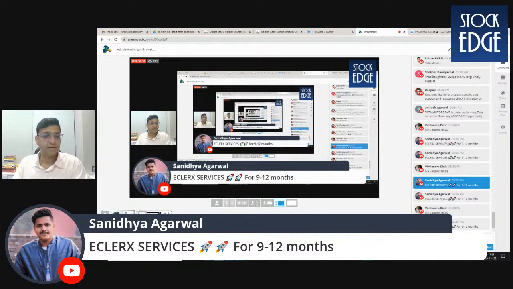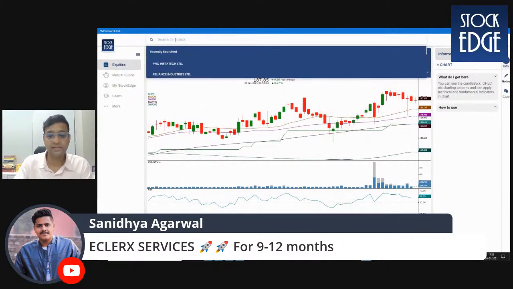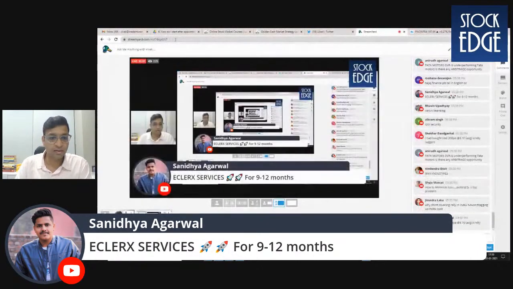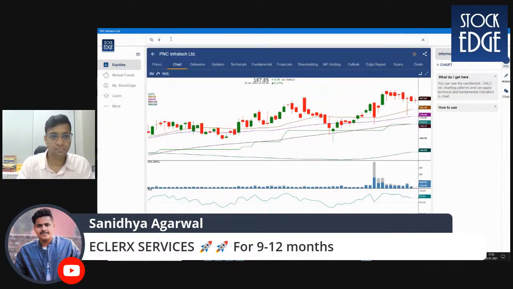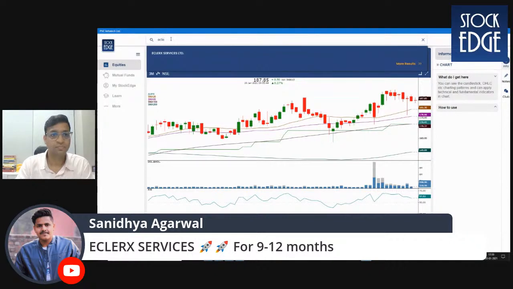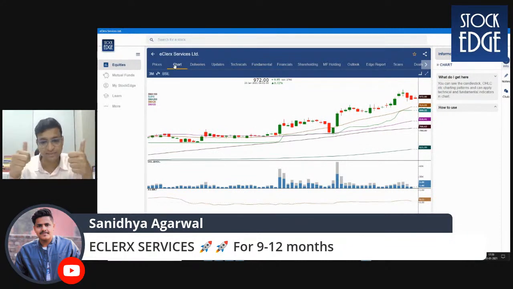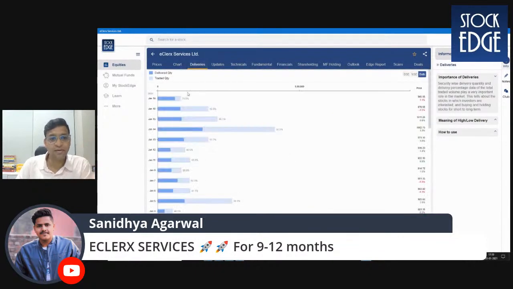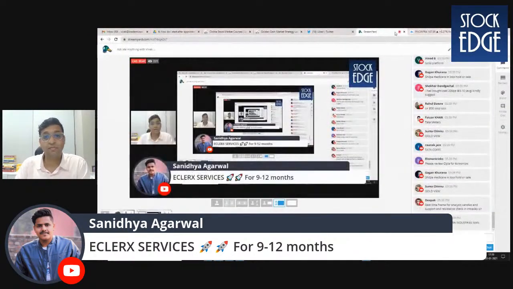Okay, Sanidhya, you are very desperate to ask this question. E-clerk service. So let's go to Stockage. So what is my Stockage chart saying? My Stockage chart is saying, hooray, fantastic, strong with Nifty, delivery decent, volume decent, more than average. Price movement, strength, yes. From a long swing perspective, good stock. From a short swing perspective, let's see.